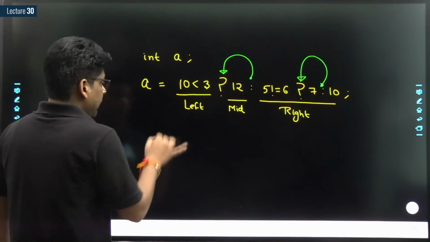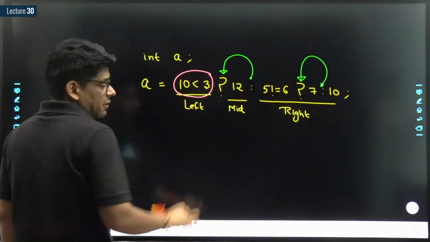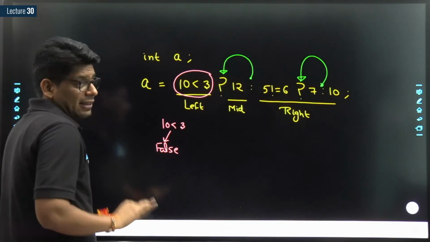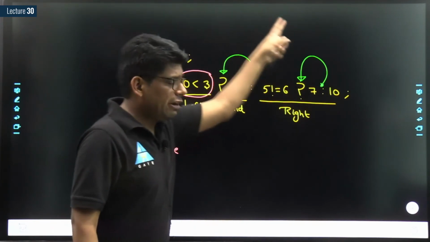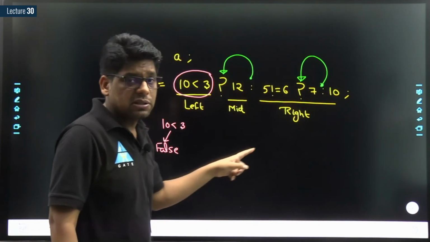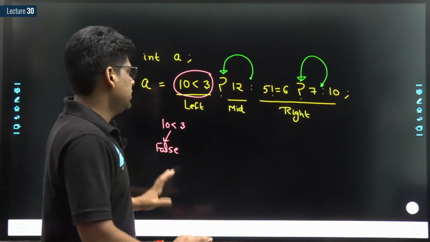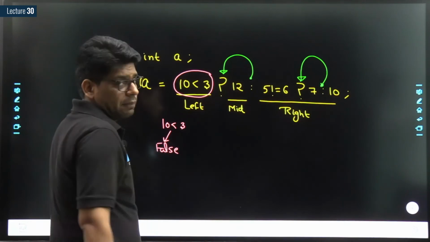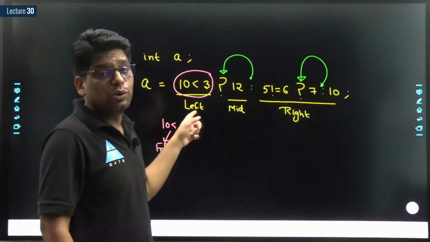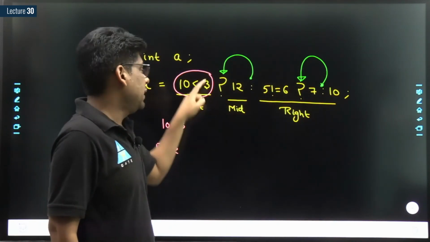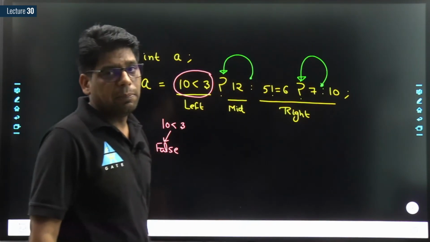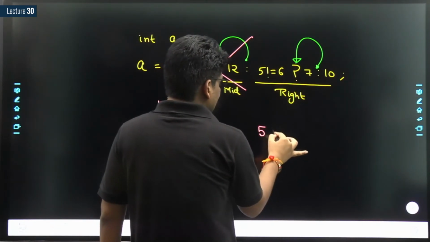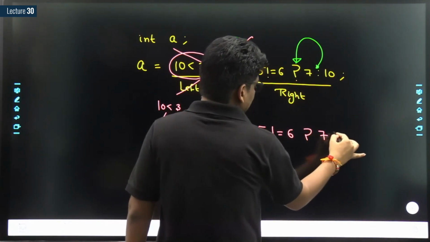So, firstly, the compiler will evaluate expression 1, or the left expression. What is the value? 10 is less than 3. Is it false or true? Sir, it is false. If the left part is false, then is the value of the entire expression given by the middle or right? Sir, right. That means, do I need this middle part? No, sir. The middle will never be evaluated by the compiler. This was the left part. If it was true, the value of the entire expression is given by the middle part. But if it is false, then the value of the entire expression is given by the right part. That means we don't need this anymore. Our new expression is nothing but 5 not is equal to 6 question mark 7 colon 10.